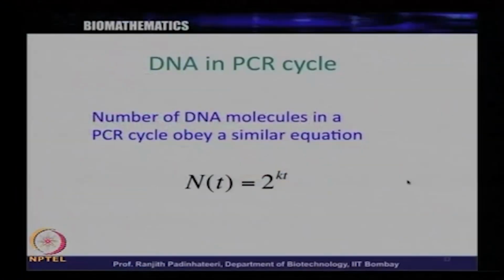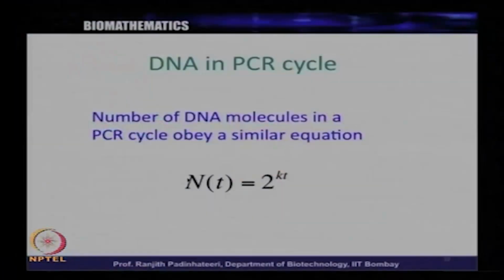Another example of 2 power x, as you can see here, is DNA in the PCR cycle. So, you all know what PCR is. PCR is polymerase chain reaction, and you can see that the DNA molecule is divided. When you replicate, the DNA molecules increase, so you have 2 DNA molecules. So, basically you can again get 2 power k t like this. So, another example is this exponentially increasing DNA molecules.